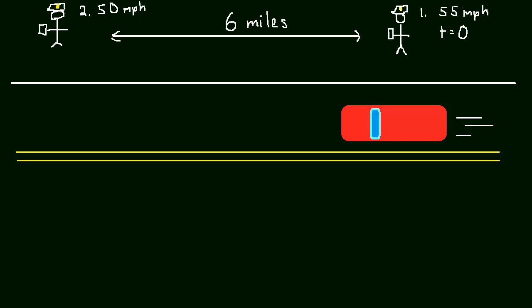So this is time equal to 1/20th of an hour when he passes by. Okay, so now we're going to prove that he was speeding.